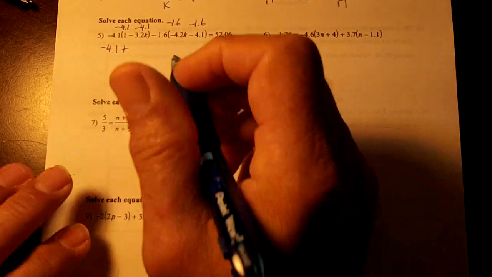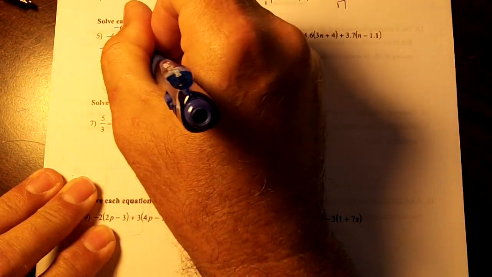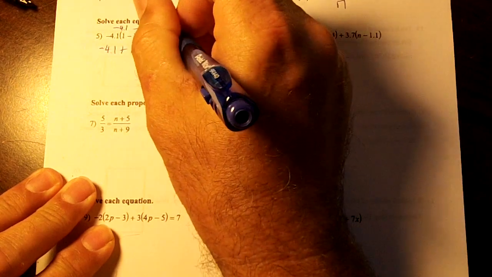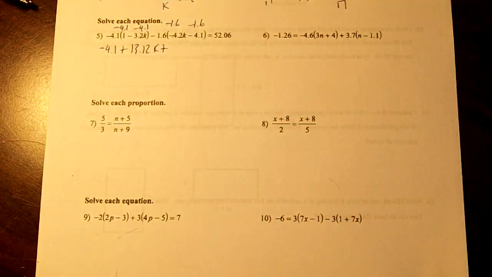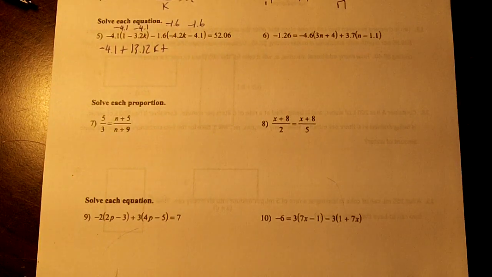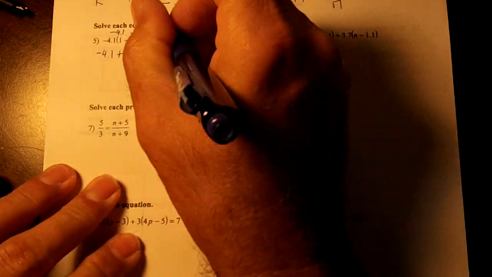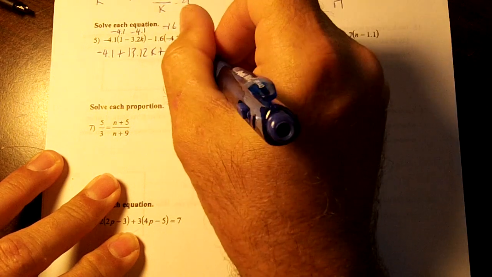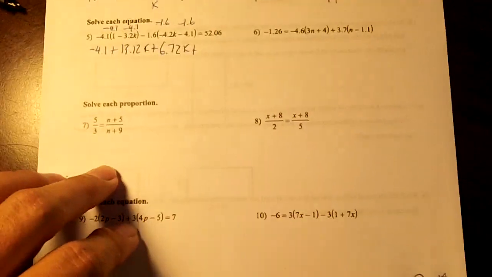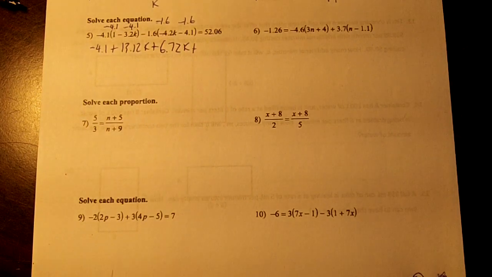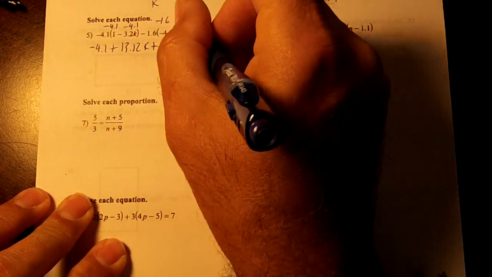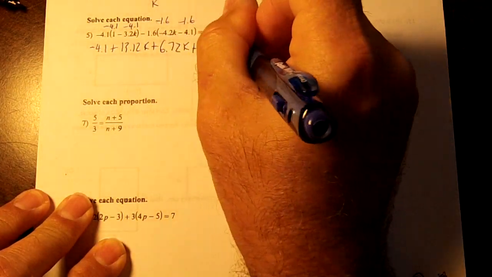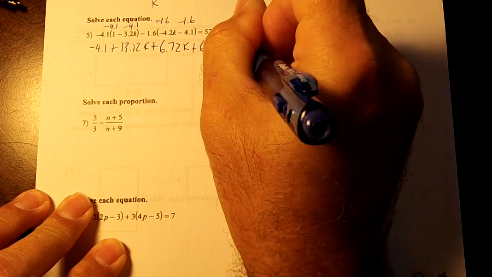You get 13 and 12/100ths. And then we're going to do a negative times a negative is a positive. And I need to multiply 4.2 times 1.6. That's 6 and 72/100ths. Okay. A negative times a negative is a positive. And I need to do 1.6 times 4.1. And I get 6 and 56/100ths equals 552 and 6/100ths.